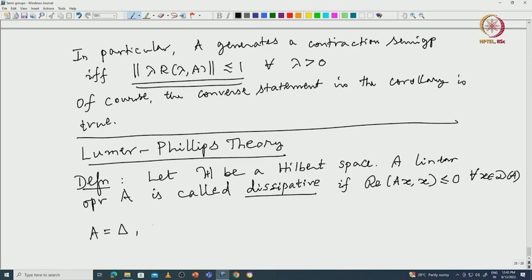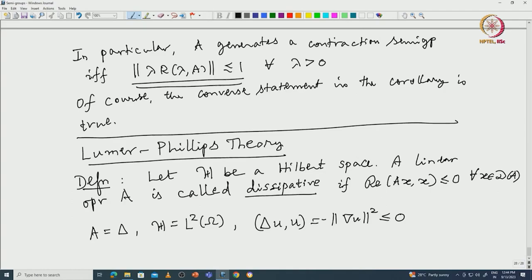So, for example, if you take A equal to the Laplacian and H is the appropriate Hilbert space, L2 of Omega, or L2 of R^n, and then you take an appropriate domain for A, then you essentially see that (Ax, x) is minus the norm of the gradient squared. So, you put conditions on the domain so that there are no boundary terms. By integration by parts, you see that.